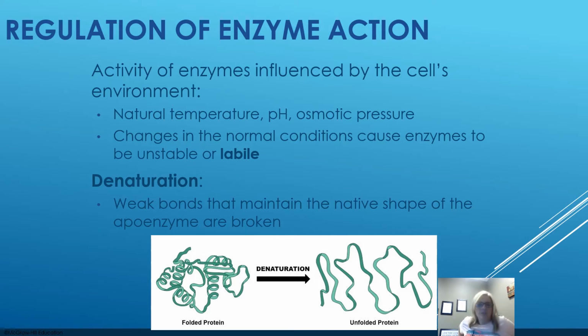So enzymes can be influenced by many things in the cell's environment: temperature, pH, pressure, salt concentration. No, maybe not salt concentration. I'm trying to think. There's more here, but the most important are going to be temperature and pH. Okay, so this can cause what we call a denaturation. Okay, denaturing of proteins, which is going to be a distortion of the enzyme's shape.